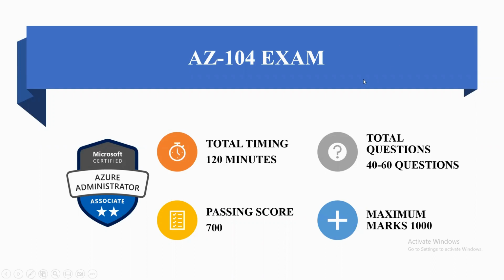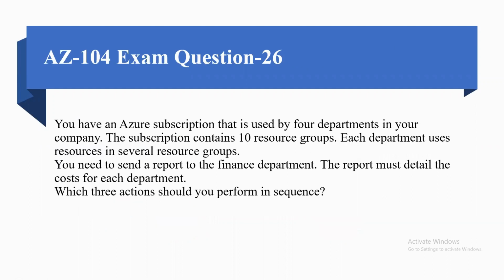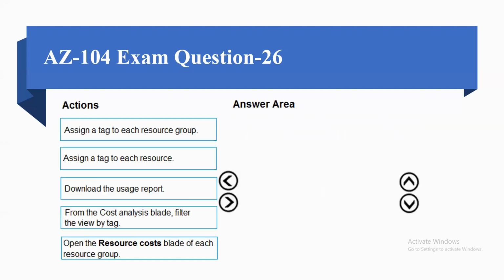Coming towards the questions. Question is, you have an Azure subscription that is used by 4 departments in your company. The subscription contains 10 resource groups. Each department uses resources in several resource groups. You need to send a report to a finance department. The report must detail the cost for each department. Which three actions should you perform in sequence?